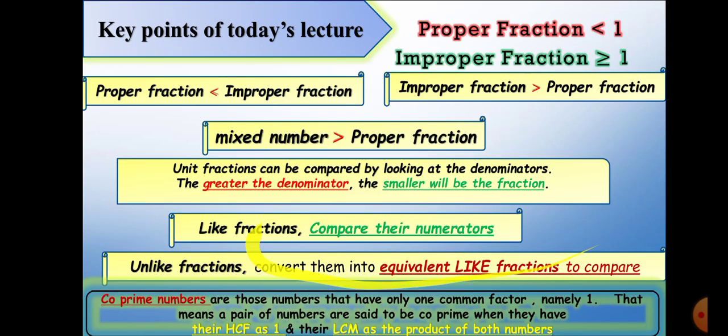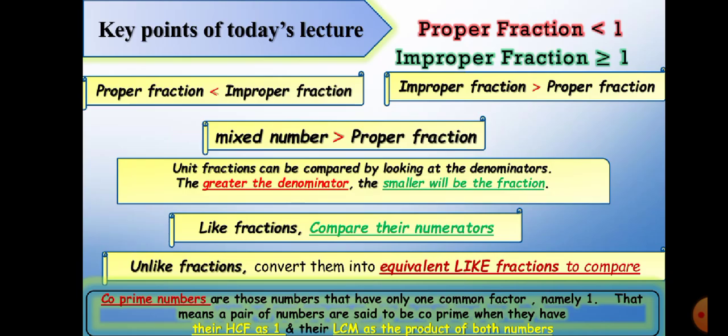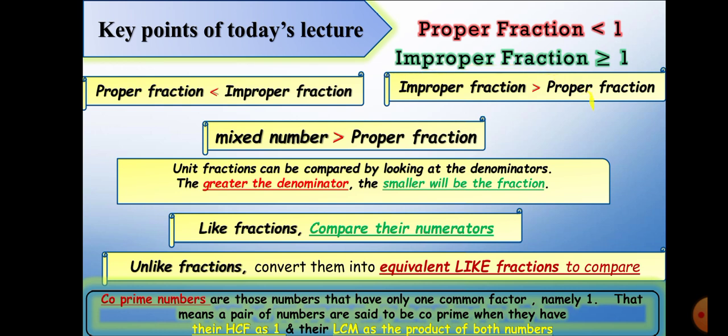Okay, then let's see some key points of today's lecture. A proper fraction is always smaller than 1. An improper fraction is always greater than 1. A proper fraction is always smaller than an improper fraction, and an improper fraction is always greater than a proper fraction. A mixed number is always greater than a proper fraction. Unit fractions can be compared by looking at the denominators. The greater the denominator, the smaller the fraction would be. For like fractions, you have to compare their numerators. For unlike fractions, first of all you have to convert them into equivalent like fractions to compare them.